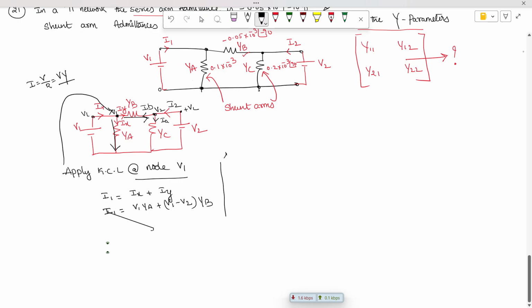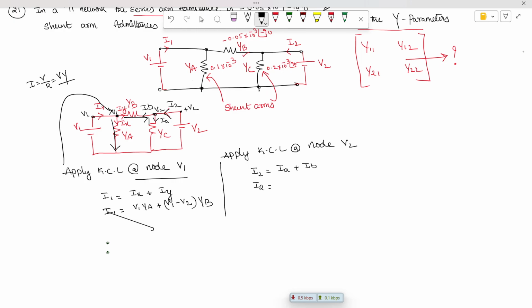Similarly, let's apply Kirchhoff's current law at node V2. Here there are three currents. The entering current is I2. The leaving currents, as per the assumed direction, are IA plus IB. So we need not write anything more for I2; just write I2 directly.